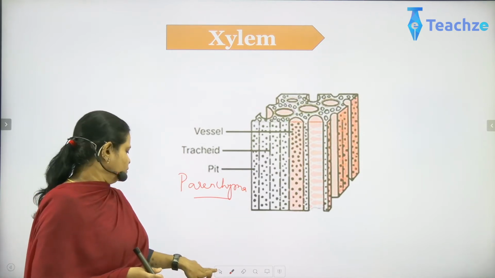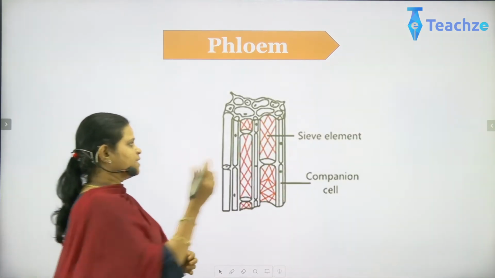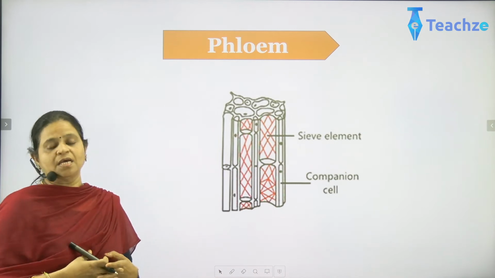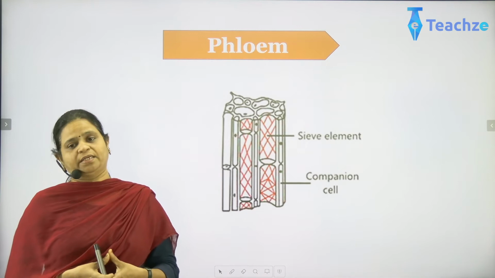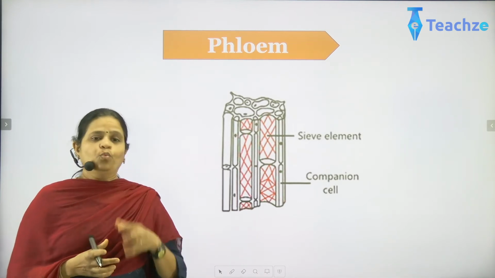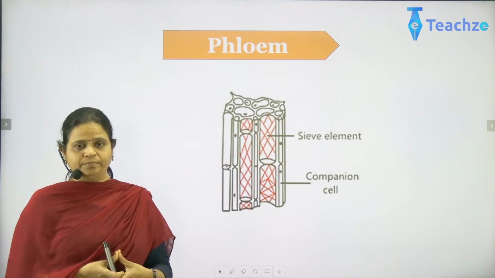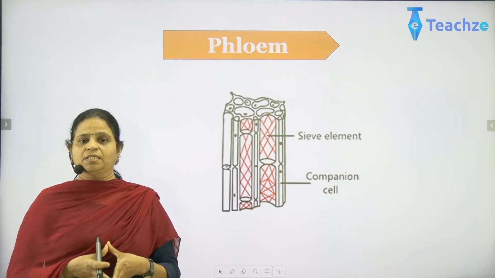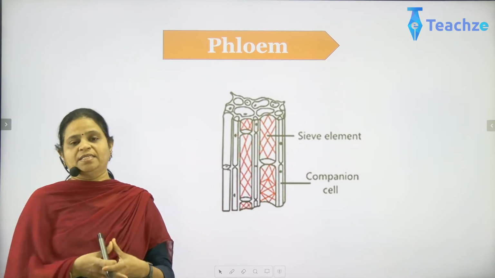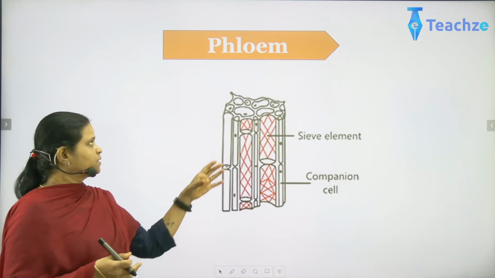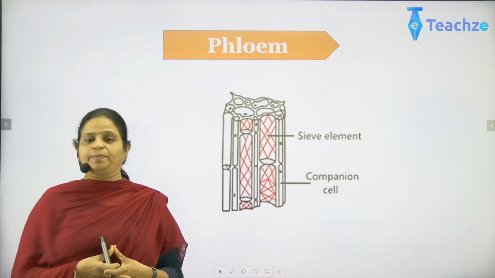The next one is the other conducting tissue, which is phloem. In phloem, you can see the sieve elements and the companion cells. The sieve tubes and the companion cells are always together when it comes to conduction, because whatever food is prepared by the leaves has to be taken up by the phloem along with the companion cells. Without companion cells, the food cannot enter inside the sieve tubes. Now, this is phloem, for conduction of the food which is prepared by the plant.